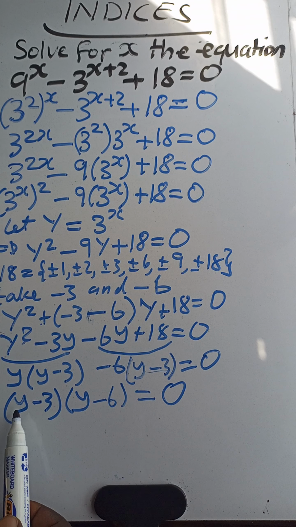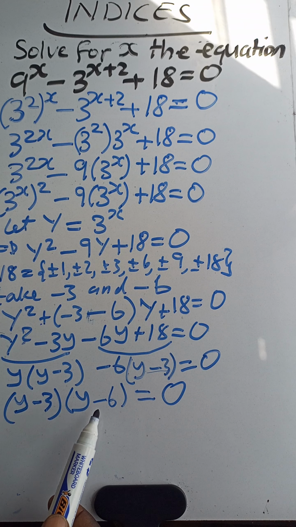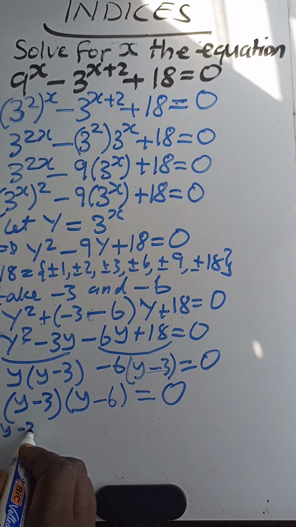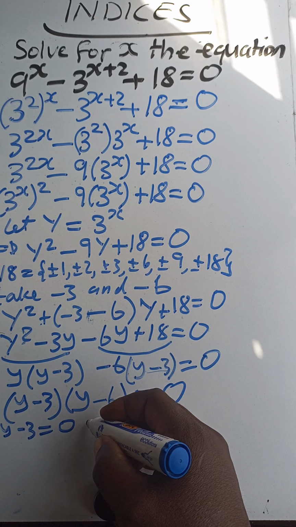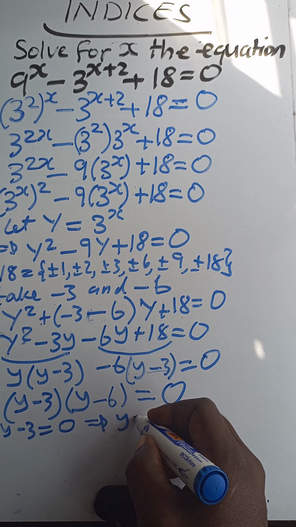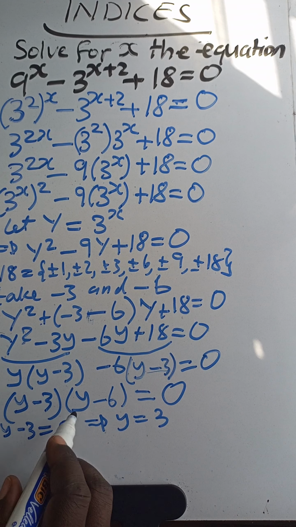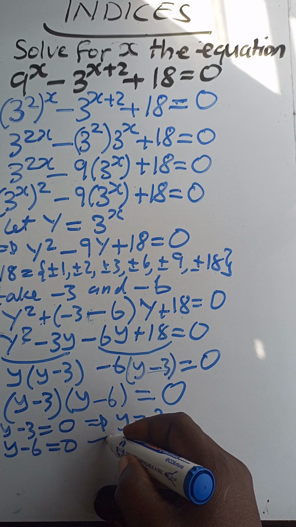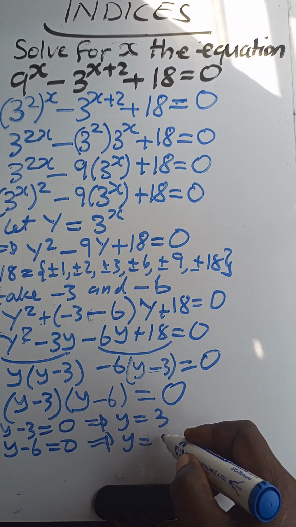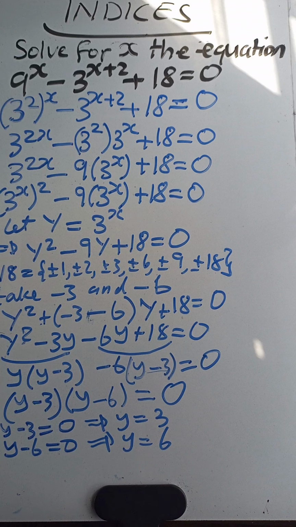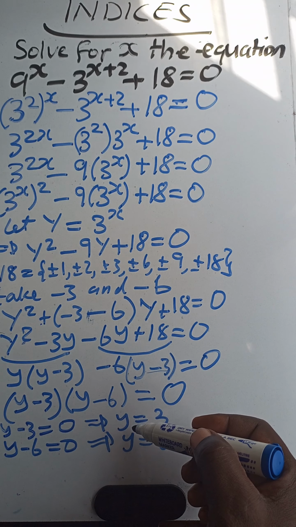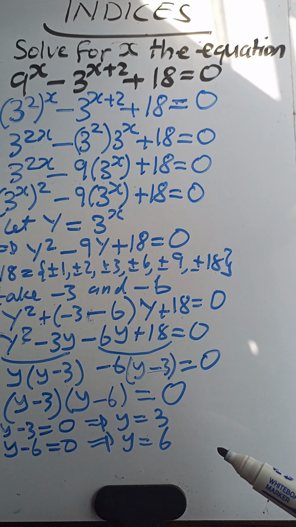We get the solution by simply setting this equal to 0 and solving for y, and setting this equal to 0 and solving for y. So we have y minus 3 equals 0. That therefore means that y is equal to 3. We also set this equal to 0. Y minus 6 equals 0. That means y is equal to 6. Now, we do not end here and call this the answer. This is the value of y, but we have to find the value of x.